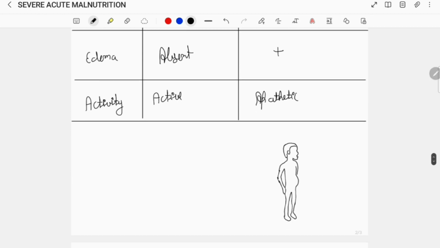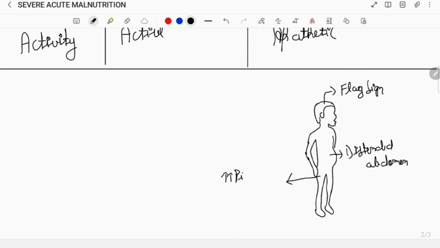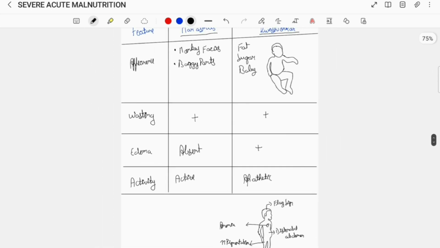Now, I would like to discuss some features of kwashiorkor in brief. If I talk about hairs, they have a special appearance which is known as the flag sign. Also, what you would see is a distended abdomen. And if I talk about the skin changes, then you can see there is increased pigmentation of the skin. Such children are also likely to suffer from cardiovascular changes, and also they can suffer from anemia. So this was the overview of marasmus and kwashiorkor.